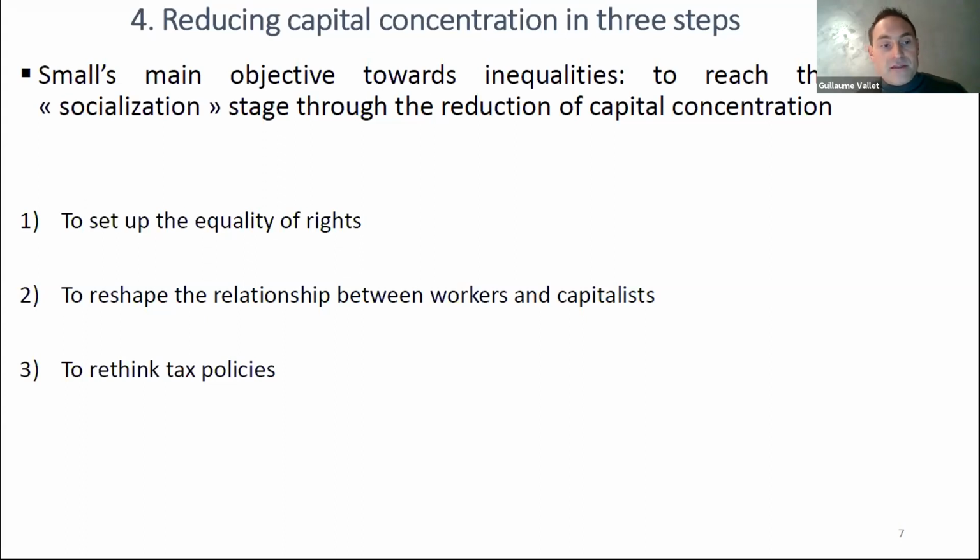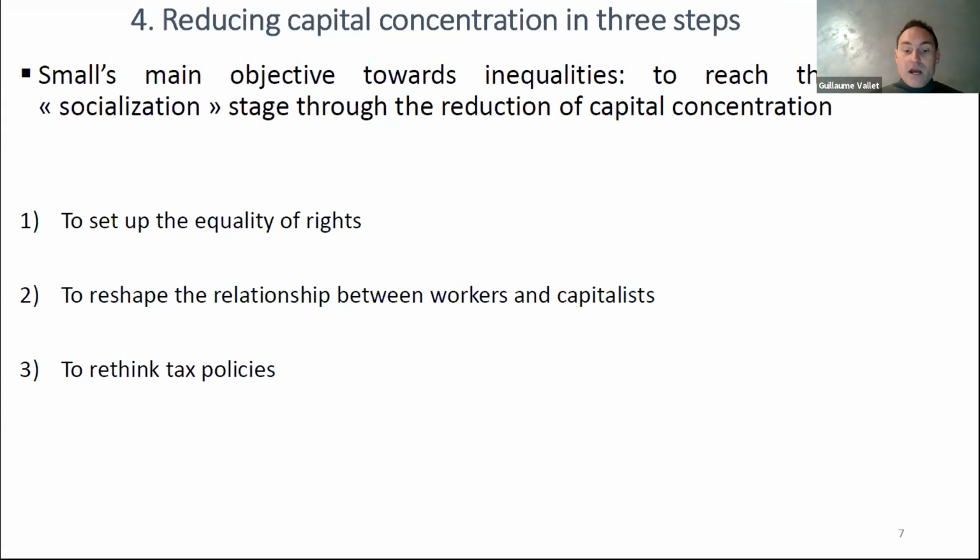Moreover, still in this second point, Small wanted workers to sit on the boards of directors of companies in order to foster democratic principles within these companies. This is in line with the idea that partnership goes hand in hand with representation. So this is a way for him to increase industrial democracy within companies.